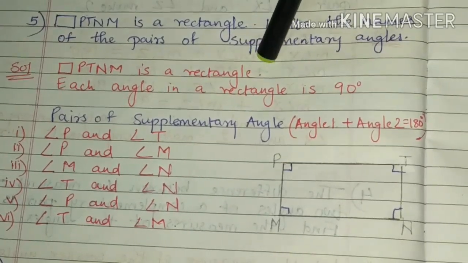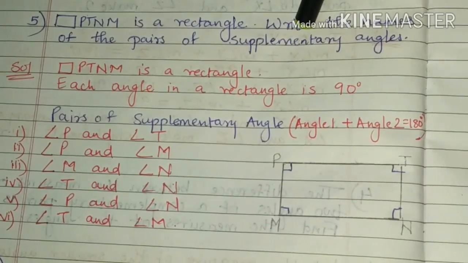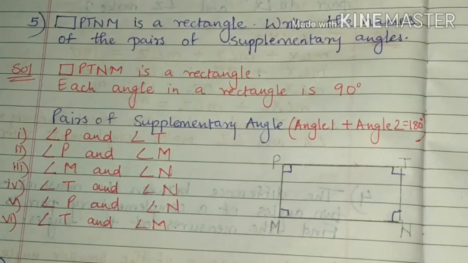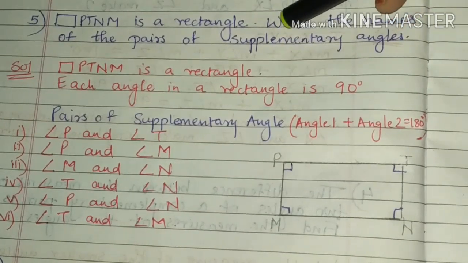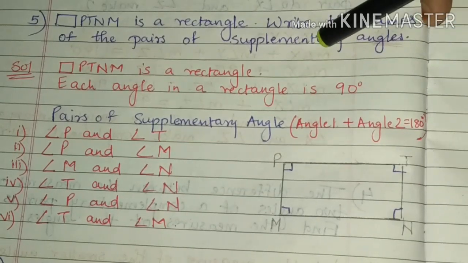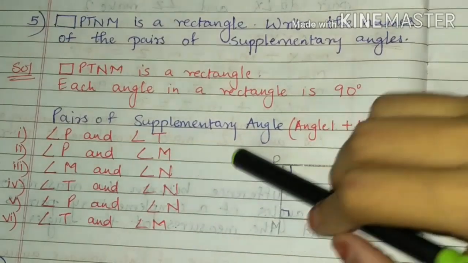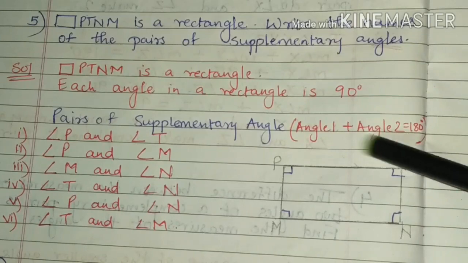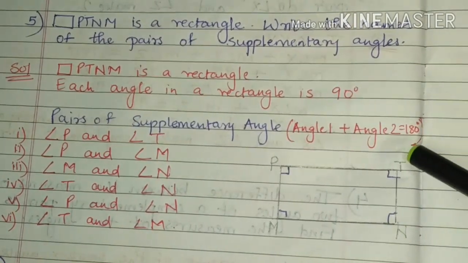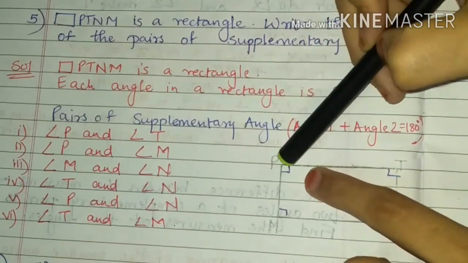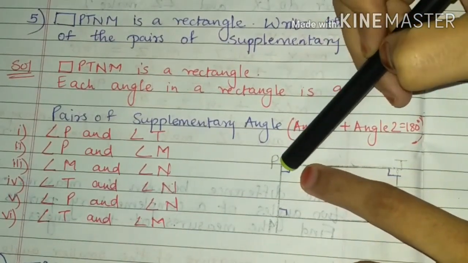Now what do we have to make? We have to make a pair of supplementary angles. What have I told you about supplementary? The addition of two angles should be equal to how much? 180 degree. Then those two angles will make a supplementary pair. So as you know, each angle measures 90 degree, so we have to make a pair by addition.